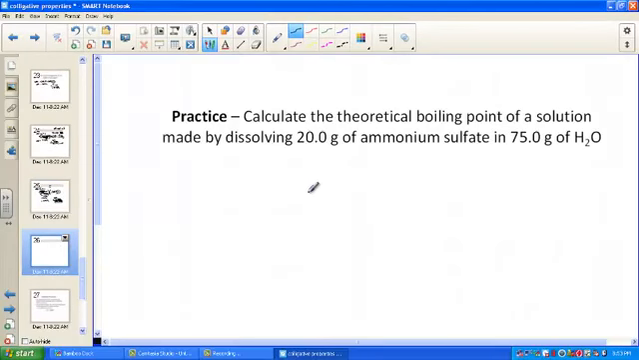You should pause the video and try these problems on your own, and then when you're ready to check, click play and see what you get. See if they're matching.